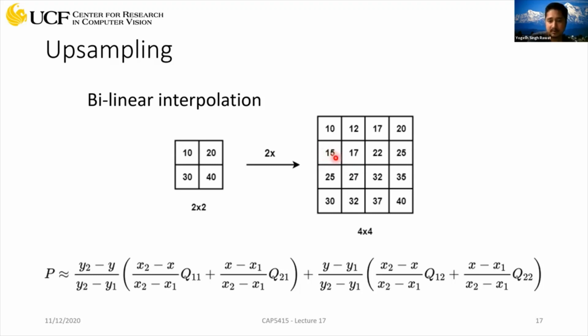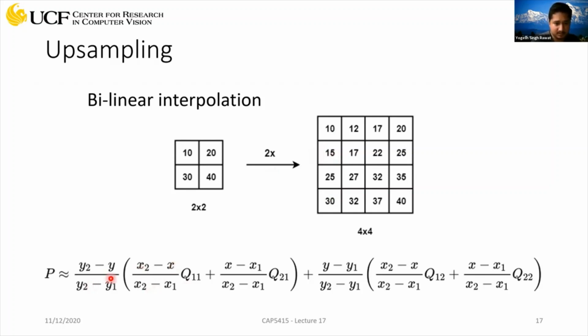For this particular location, you can see that this is 1, 2, 3 steps away. Okay, and this one is 1 step away. So the weight for this will be 3/4, and the weight for this will be 1/4. And then you just use those weights and take the linear combination. So I think it will come around to 15. So that's what we are doing here.